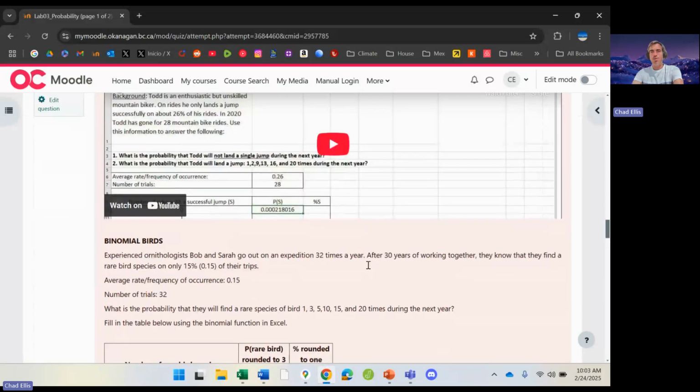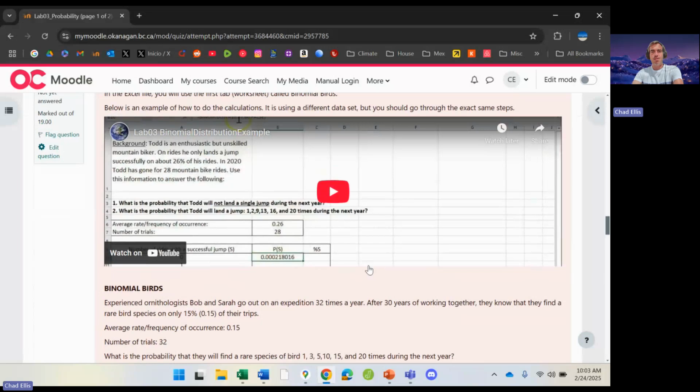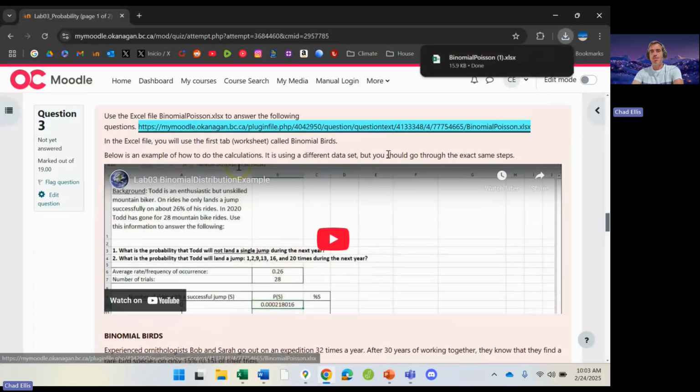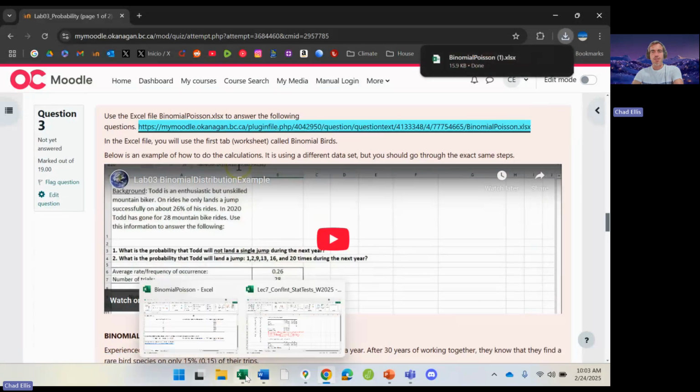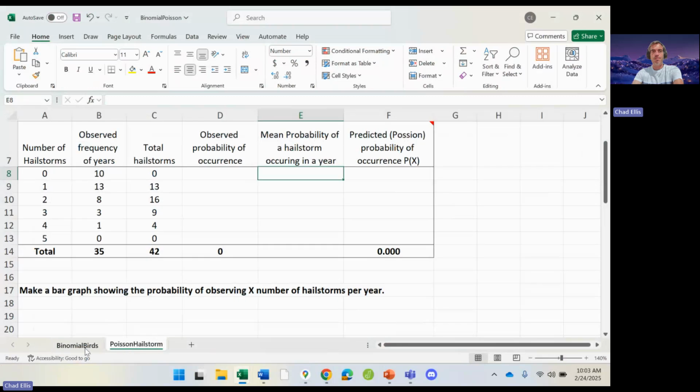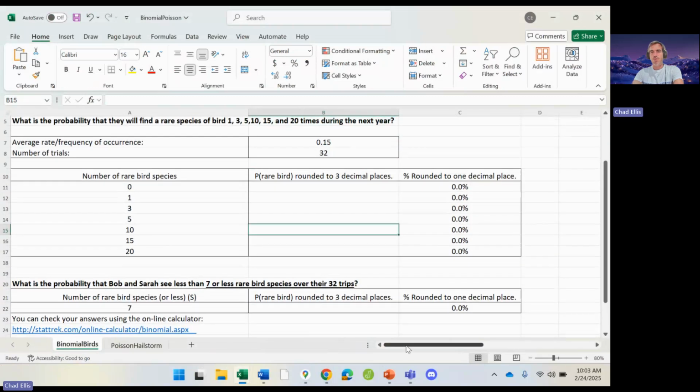Question 3 has to do with the binomial distribution in an Excel spreadsheet. What you're going to do is download this Excel spreadsheet right here. Let's go into my download box. When you open it, you see that it has 2 tabs. The first tab is called Binomial Birds. The other is called Poisson Hailstorm. So the first one we're going to be dealing with is the binomial birds.